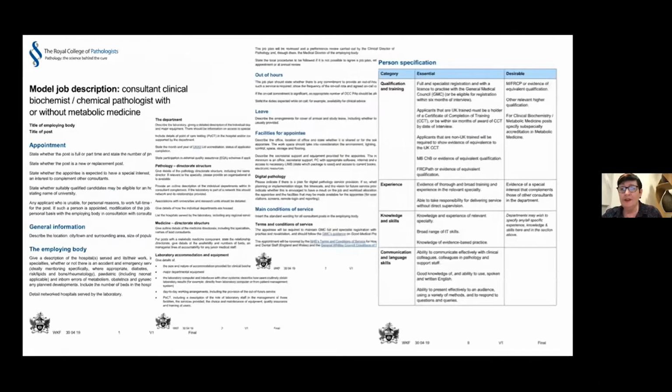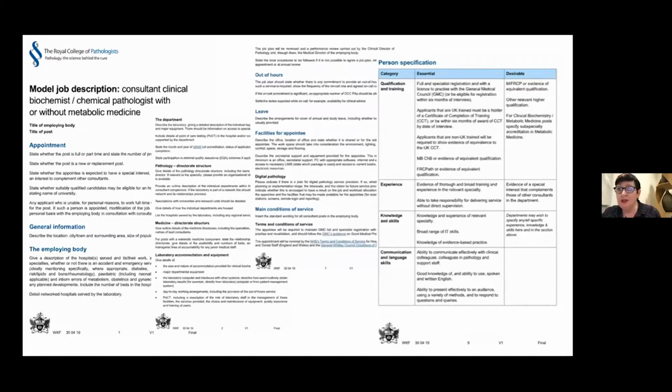So first of all, a job description. This is random sort of snapshots from a job description for a consultant clinical chemist. And most job descriptions are formatted in a very similar way. They've got what the post is, they've got some general information, where is it, which city is it in, who's employing you, all about the department, who works in the department, what different staff work there, is it UKAS accredited, what sort of equipment is there.